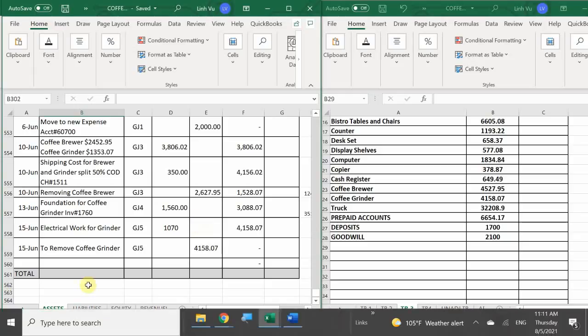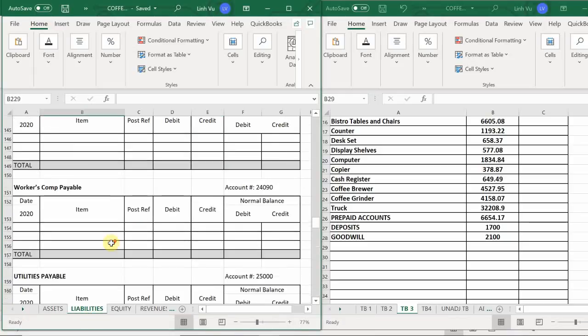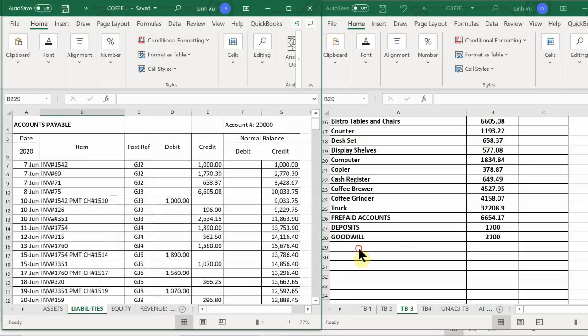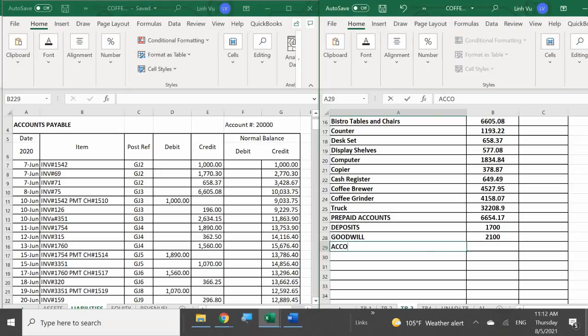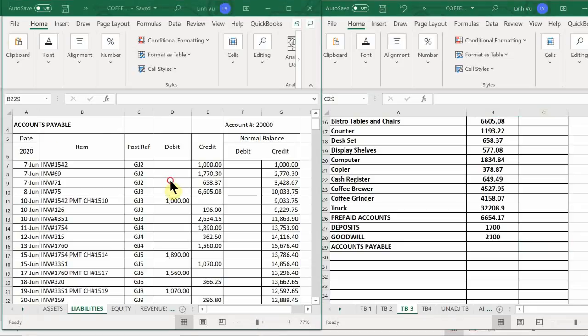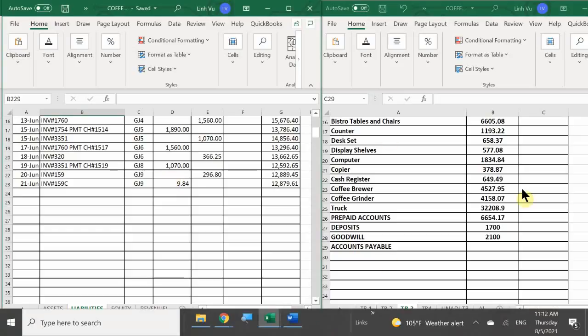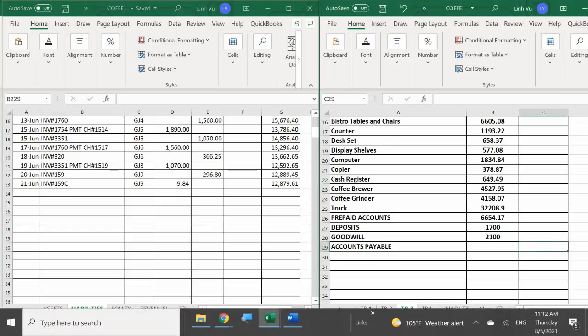Good. Next is going to be our liabilities. We have quite a few liabilities here. First one on the list is our accounts payable account. Make sure you're on the credit side this time. What's my credit balance in my accounts payable account? 12,879.61. Okay, good.